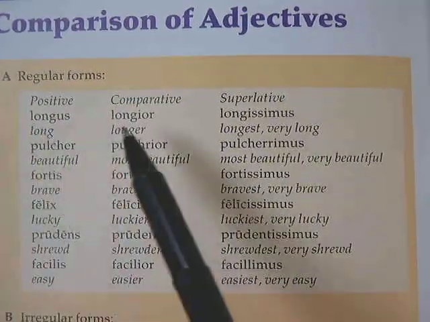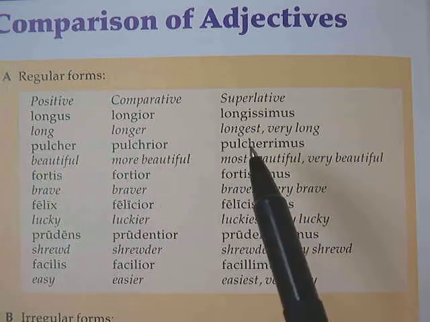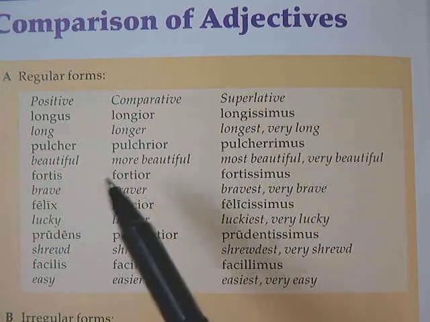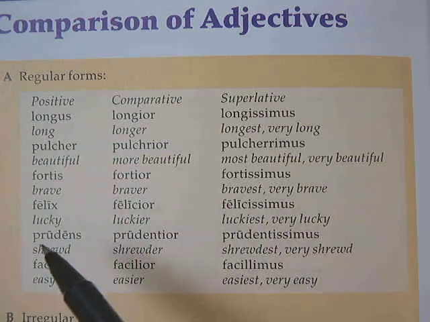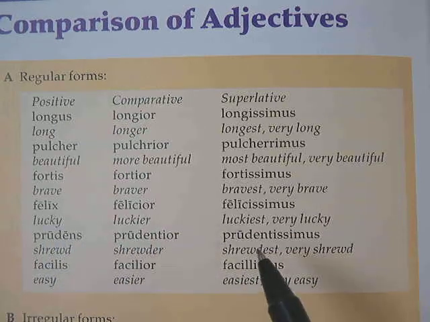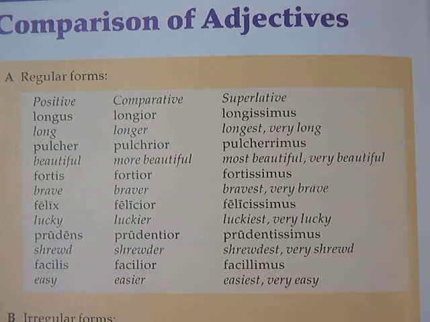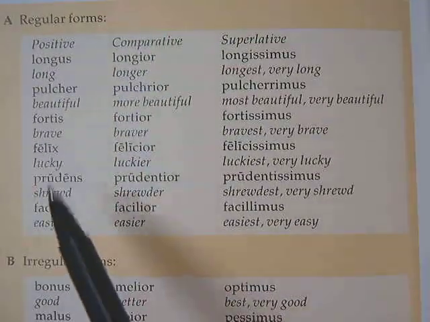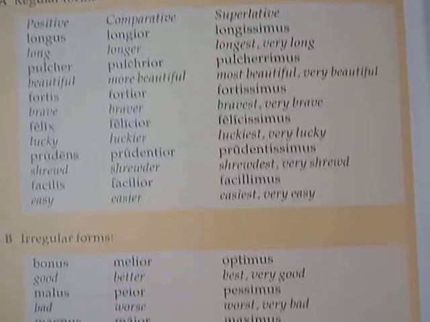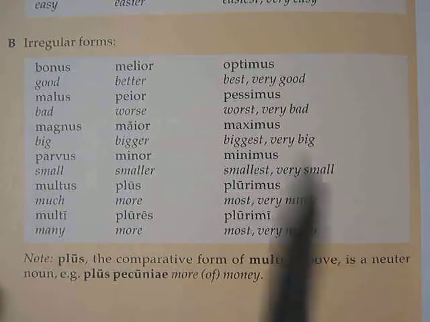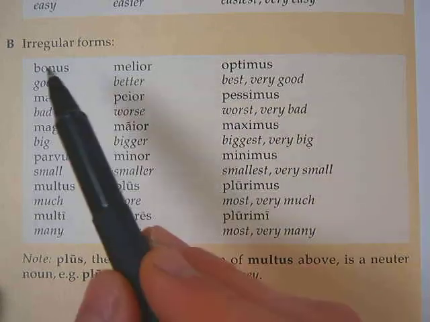Now, not all adjectives are regular. Here's an example of some regular ones, right? These are called the comparison of adjectives. So you got longus, longior, longissimus. Okay, looks pretty regular. Pulcher, pulchrior, pulcherrimus, right? Fortis, fortior, fortissimus. Felix, felicior, felicissimus, right? Prudens, prudentior, prudentissimus. Facilis, facilior, facillimus. Okay, so those are, this is always going to follow first and second, always going to follow third declension, it's always going to follow first and second.